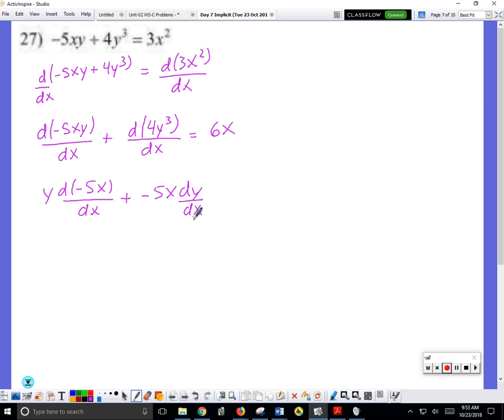Does that make sense? This one is just, we've been practicing it, so it's 3 times 4 is 12. That becomes y squared, but I still have a dy dx. Like that. Yeah, okay, that makes sense. Questions from anyone?